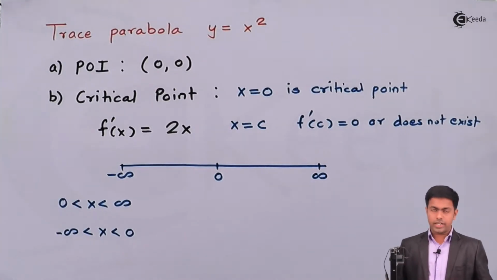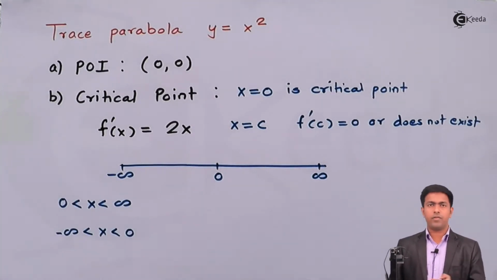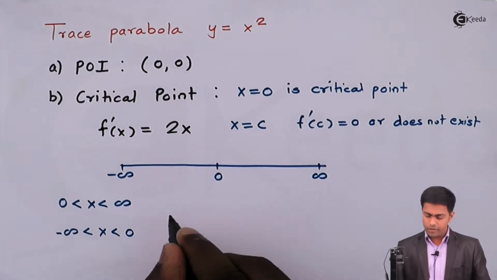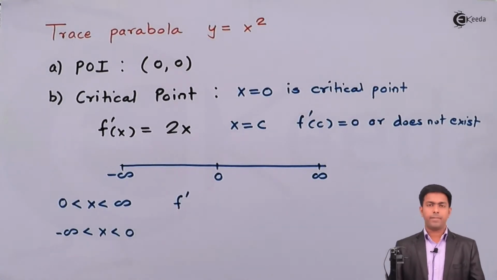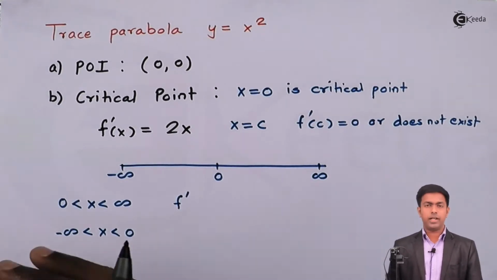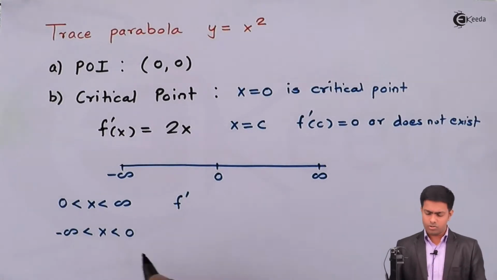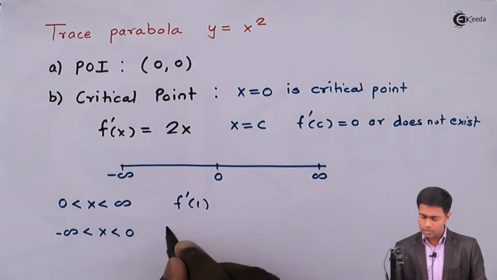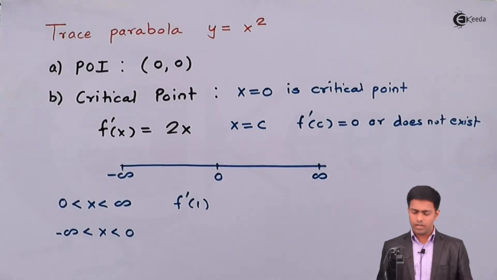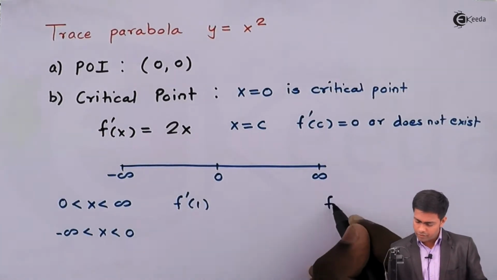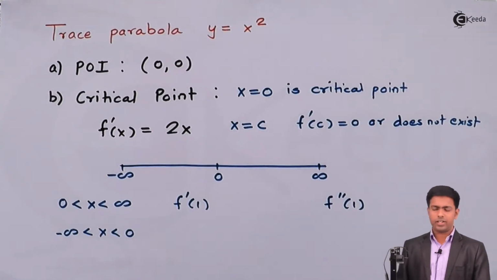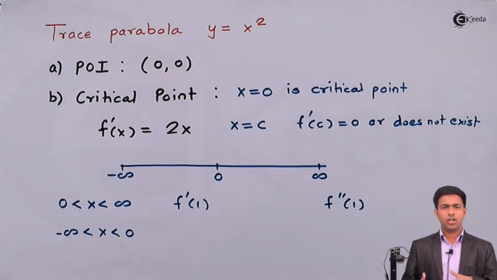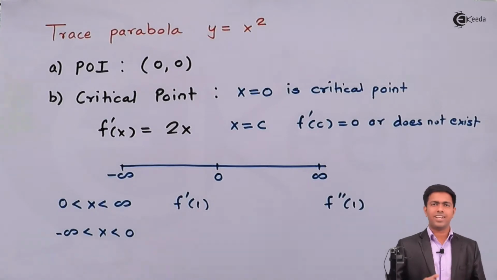Now to see the nature or shape of the curve between the points 0 to infinity, we will find the value of f dash of some point a. What should that point a be? You can consider any point, so here I'll consider that point as 1. I'll find the value of f dash of 1, and at the same time, we'll find the value of f double dash of 1. Based on that, we'll decide whether the curve is concave upwards or downwards, or increasing or decreasing.